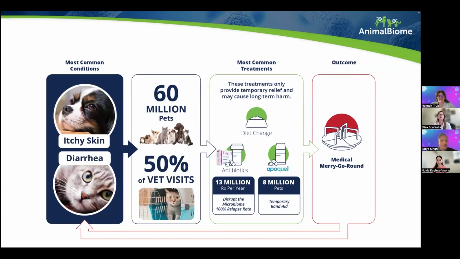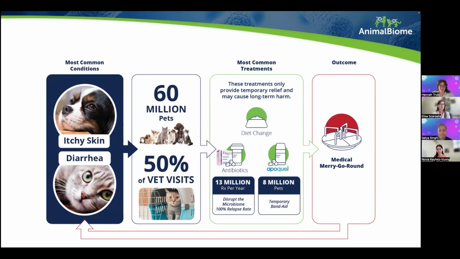I'm going to just briefly describe the goals and the aim of AnimalBiome. So at AnimalBiome, our goal is to help pets suffering from gastrointestinal and skin disease, which are the most common conditions. In the US, there are around 60 million pets, and 50% of them go to vet visits. And they are prescribed temporary solutions that don't solve the issue at all. And so it forms a medical merry-go-round. Those solutions are temporary, and pets will keep having the same conditions over and over again.